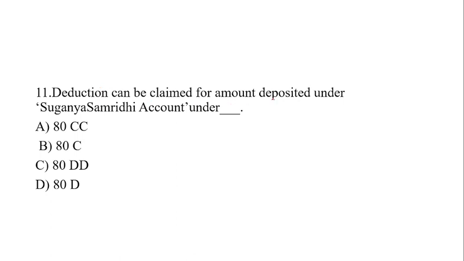Deduction can be claimed for the amount deposited under, here it is a Sukanya Samriddhi account. Under which section? Option A, 80CC; option B, 80C; option C, 80DD; and option D, 80D. So what will be the answer? The right answer is option B, that is 80C. Under section 80C, the depositor gets the deduction under Sukanya Samriddhi Yojana.